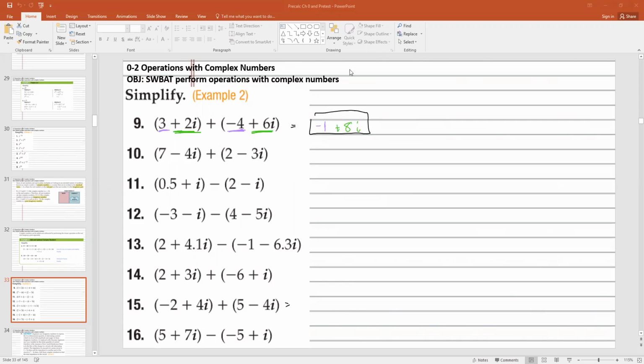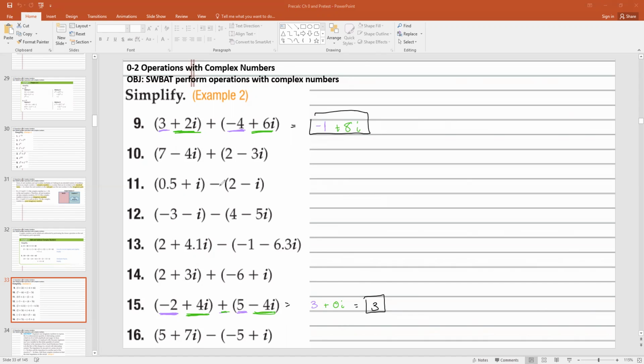So same thing. Let's look down here at number 15. So look at the reals first. Negative 2 plus 5 is going to give us 3. And then look at the imaginary. We have 4i plus negative 4i. Oh, that's a 0i. Okay, so we don't technically need to write that. So it's just going to be 3. Because 0 times i is just 0. 0 times anything is 0. And there you go. That's it.